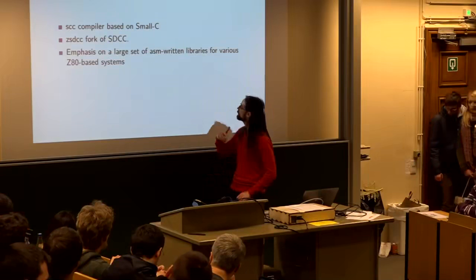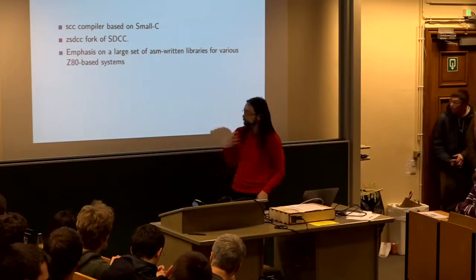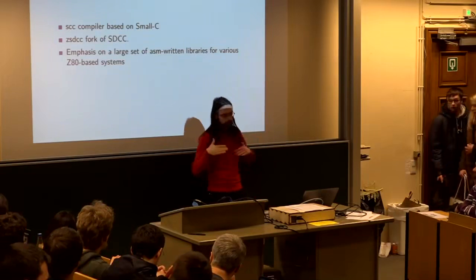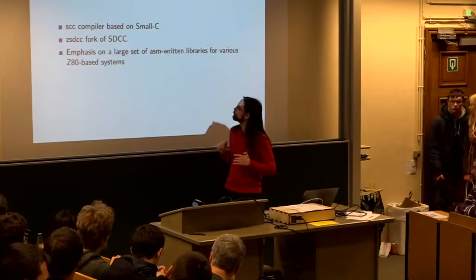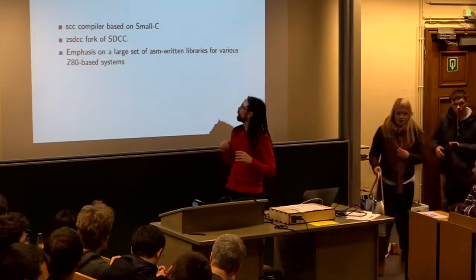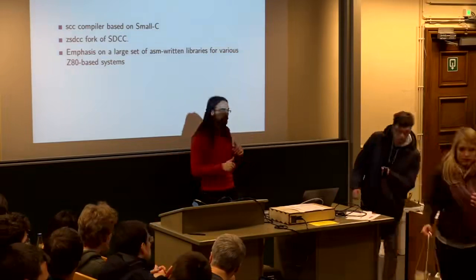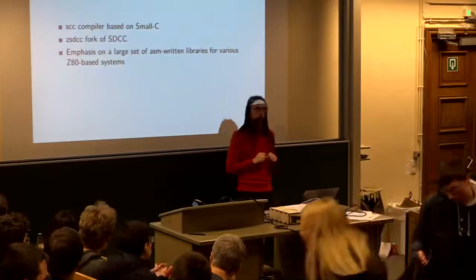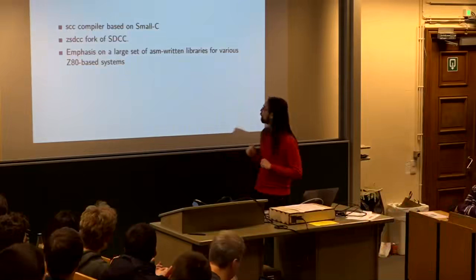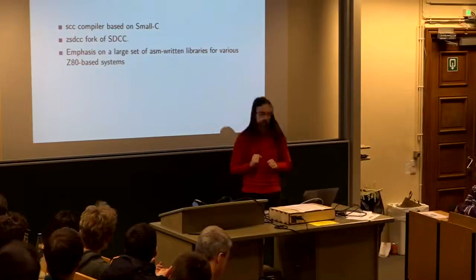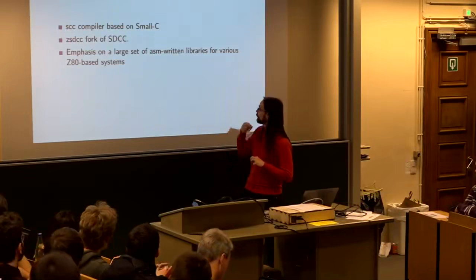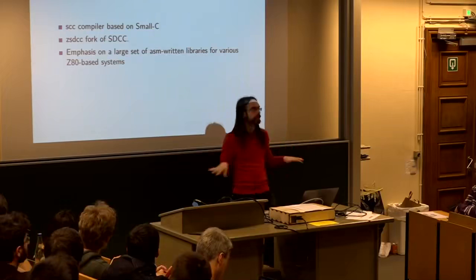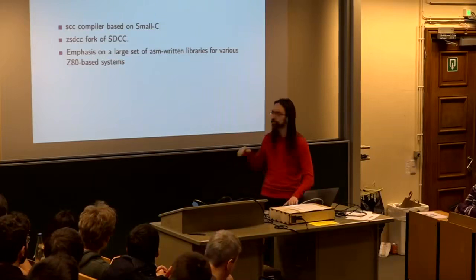The emphasis is on a large set of libraries for various systems that provide a lot of features and are typically written in assembler. And the old compiler, the SCC, the idea was to do everything that matters in assembler and have the C code only as glue in between. But with the SDCC fork, the situation is a bit better. But still, the Z80 project now uses SDCC, and the emphasis is still on assembler, and then using C on top of a lot of assembler libraries.